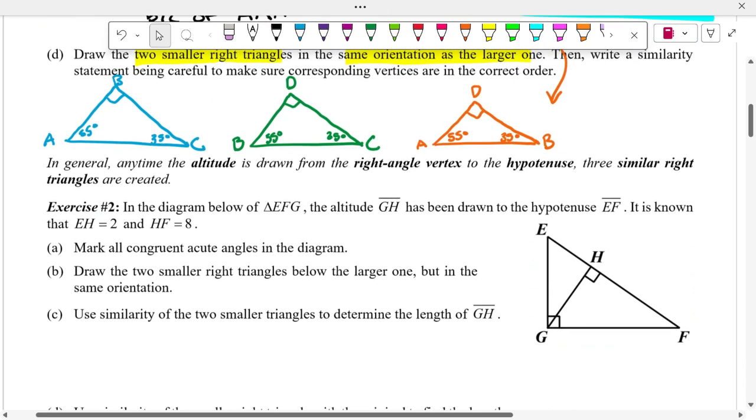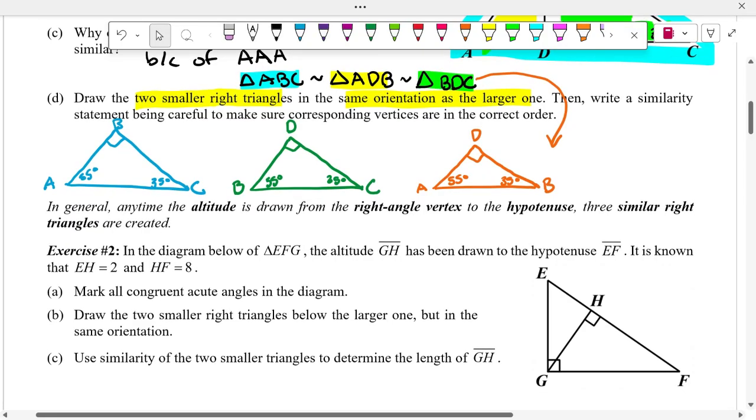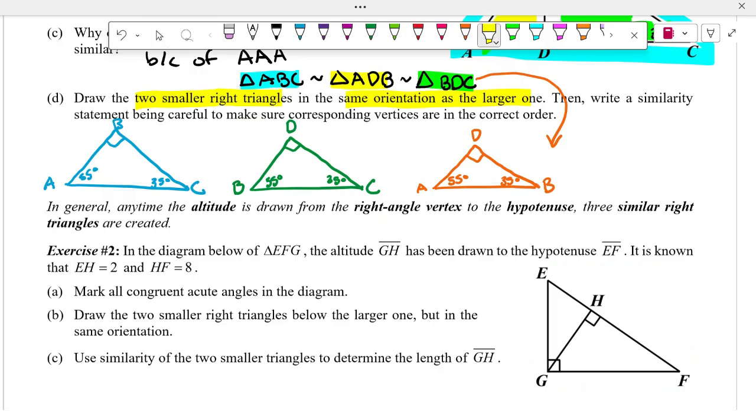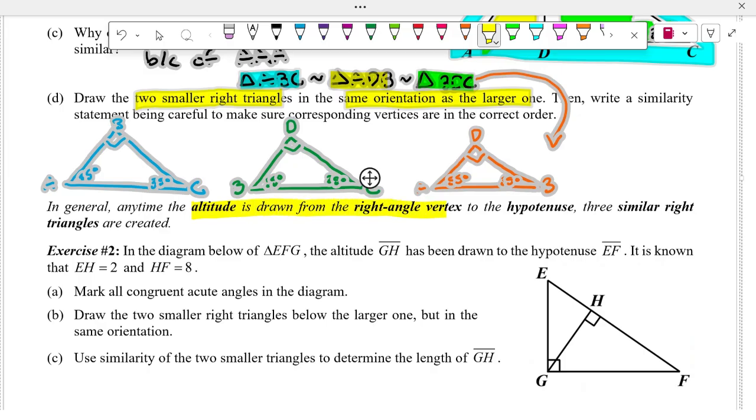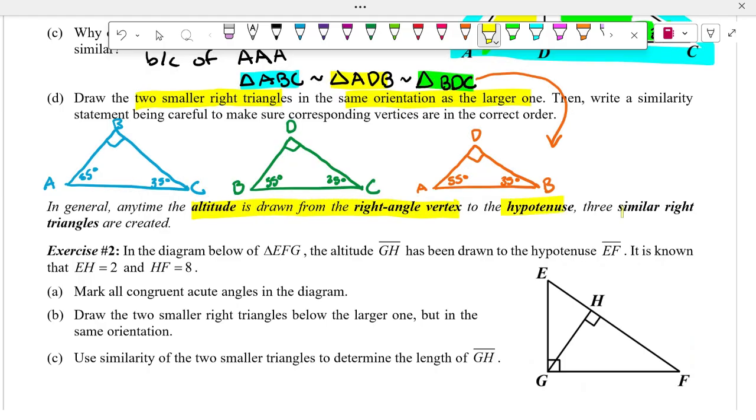All right. Now, here is how we do the altitude hypotenuse theorem. So, in general, anytime an altitude is drawn from the right angle vertex of the hypotenuse, it makes three similar right triangles. So, it's the original triangle before we drew the altitude, and the two baby triangles that get formed by the altitude.